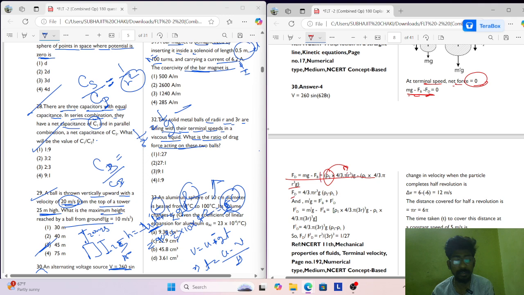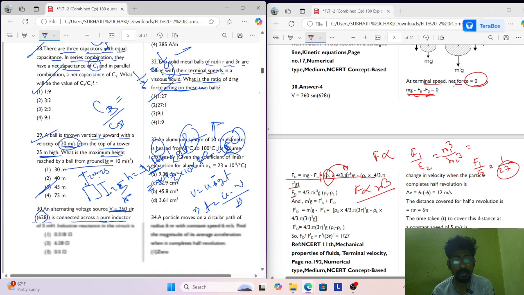Rho, meaning density, into volume into g, mass into acceleration. Same here. So if Fd will be equal to this, then F is proportional to r cube. Right? F is proportional to r cube. So F1 by F2 will be equal to r1 cube by r2 cube. R1 is R, R2 is 3R, means 27. So 1 by 27 will be our answer. So 1 is to 27 will be our answer.